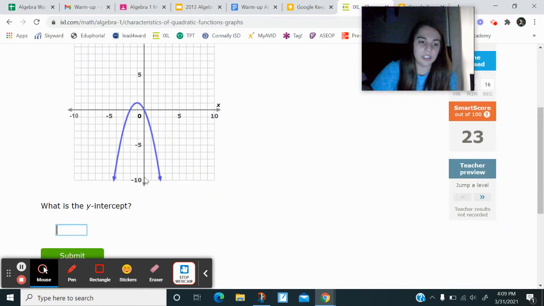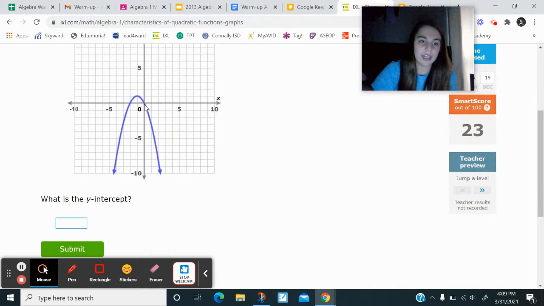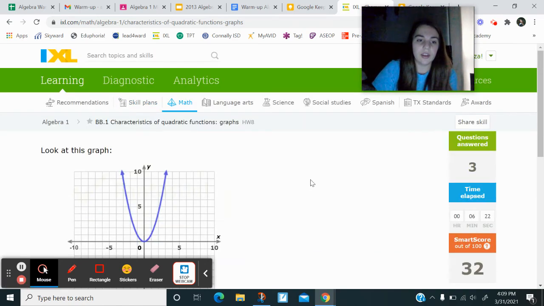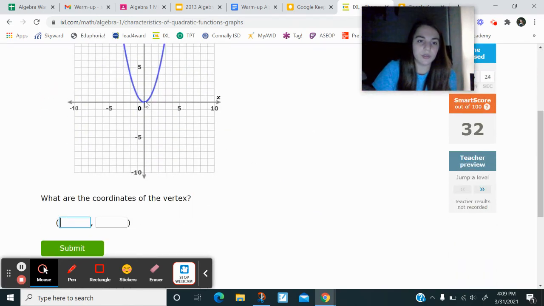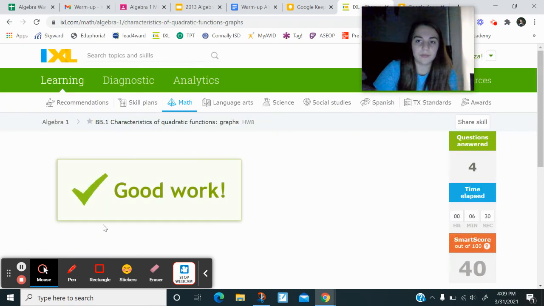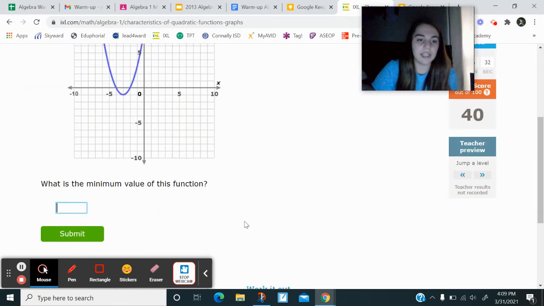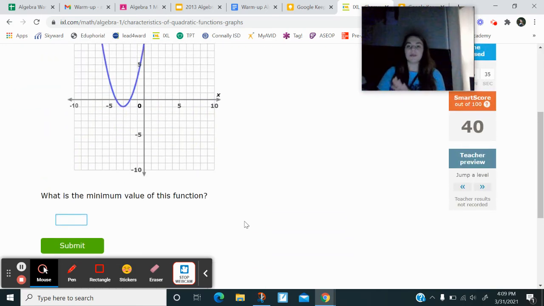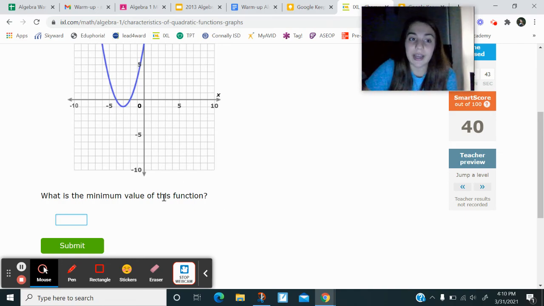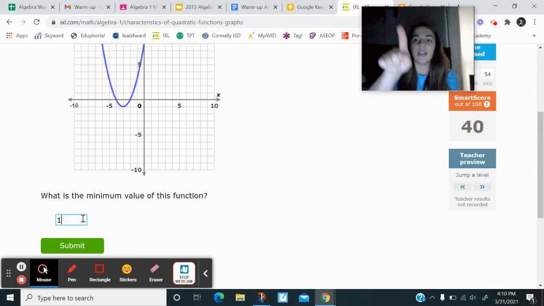All right, let's see what this question is asking. Y-intercept again, which is right here at 0. This one is asking for the vertex, which is right here at the origin, 0, 0. And let's see what this one is asking. Ooh, the minimum value. Anytime you see the words minimum or maximum, it's still talking about the vertex. However, this time it's not asking for the coordinate of the vertex. It's just asking what is the smallest number that you have on this graph. The smallest number up and down that we have is this one right here. So the minimum value, it goes all the way down and then comes back up.